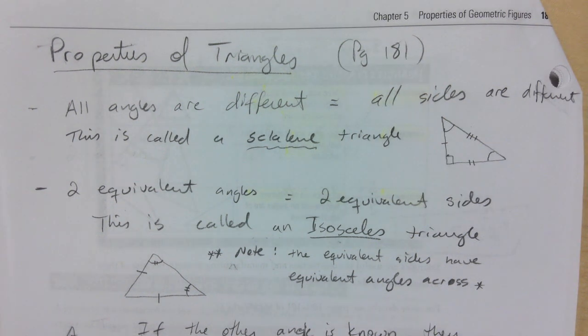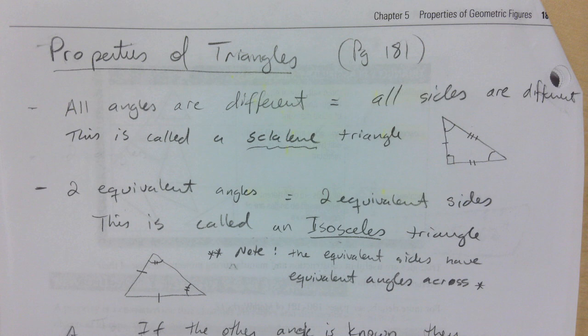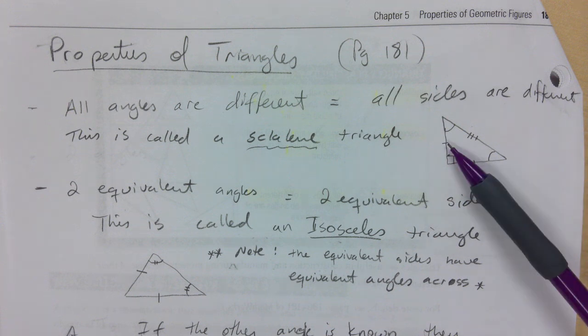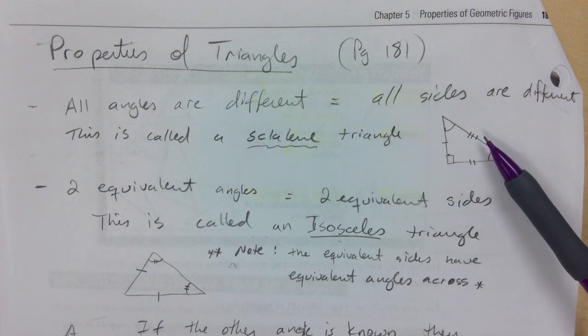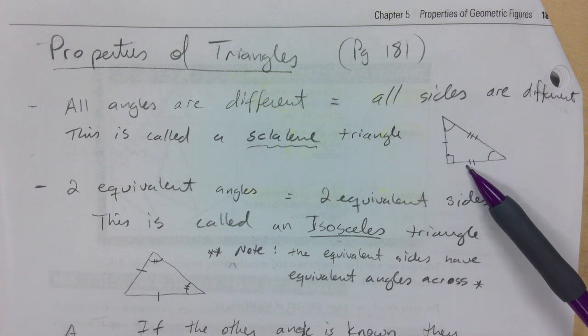And I summarize it, right? The first one says, if all angles are different, then all sides are different also. And we call it a scalene triangle. And look at the markings, right? Every single marking is different on all three sides. And the angles would also be different for that same reason.